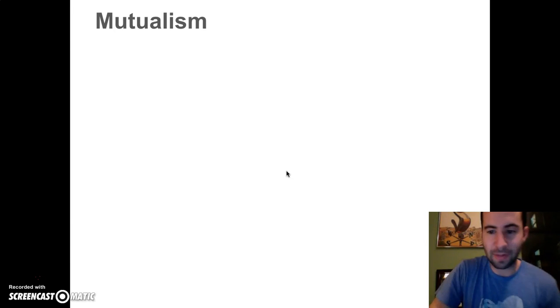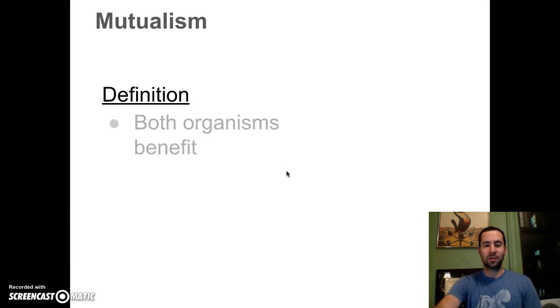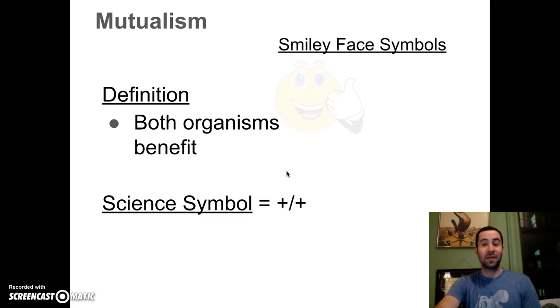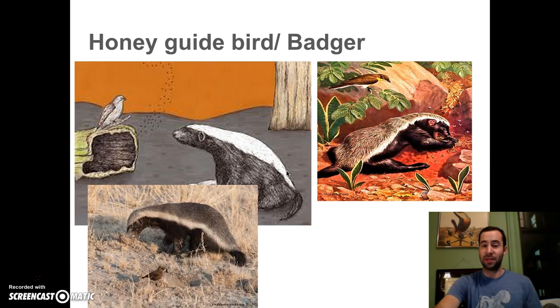Let's get to our next symbiotic relationship, mutualism. Mutualism has to do with things feeling mutual to one another. Both organisms are in a good mood. They're both benefiting. So in science, we represent this as two pluses, so it's positive and positive. Smiley faces would be two happy faces. Both organisms are happy in this relationship.